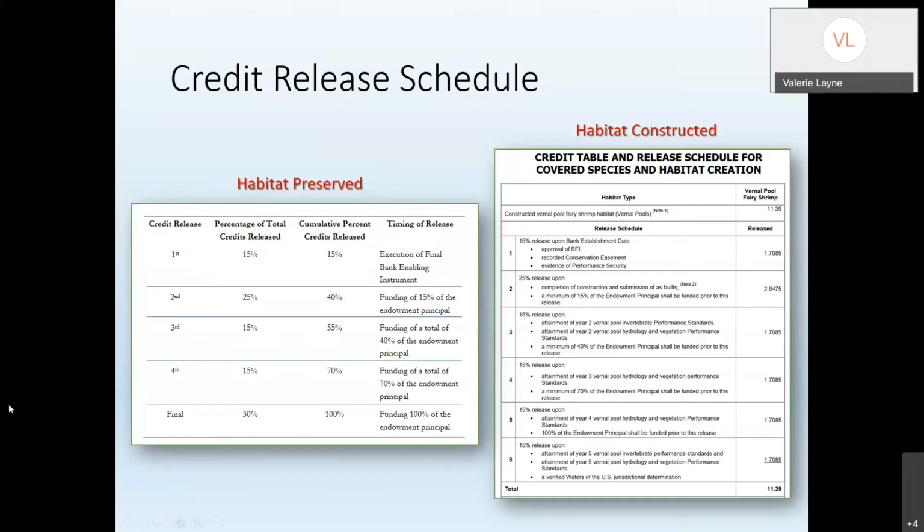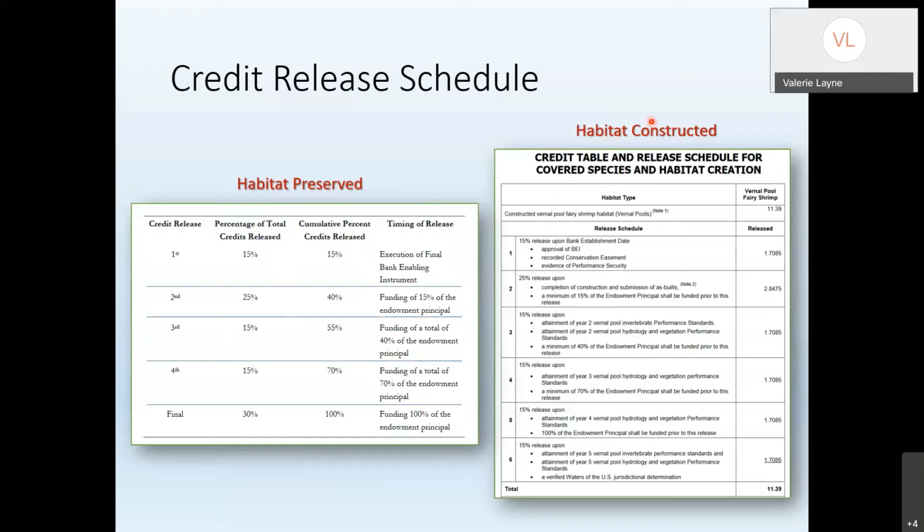So on the left, what you see in the preservation bank, the credit releases are all tied to, except for the first one. The first one here is just execution of the instrument. So their bank establishment was just executing the instrument, and then they got 15% of their credits. And then for the next one, they had to start funding their long-term stewardship fund principal. And that was the criteria for the rest of the credit releases, was funding the long-term stewardship fund principal.